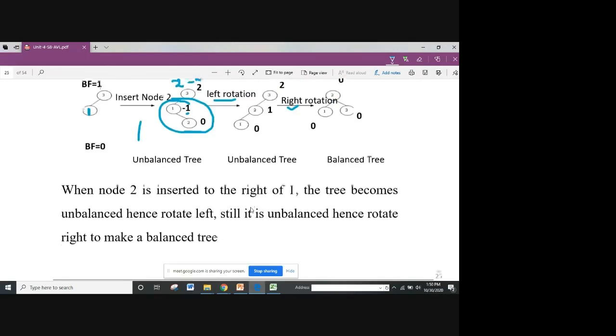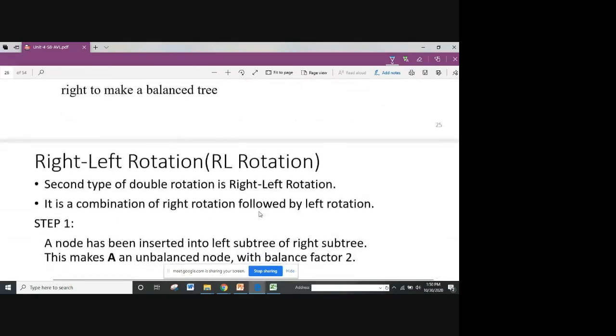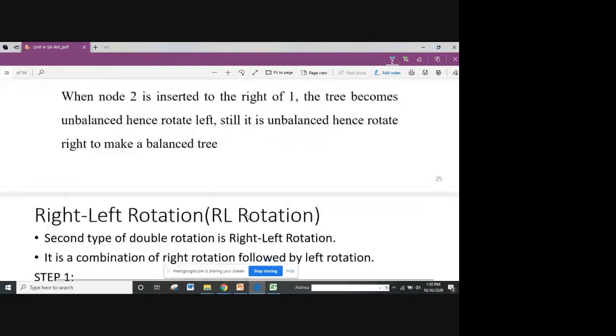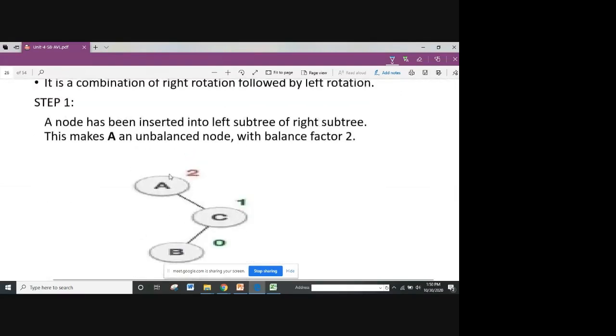Anyway, there is an example. I'll tell you with the big example. First, you know the concept alone. So similarly, RL rotation, the same thing. See, this is zigzag like this side. So RL, this is the left side rotation. That is the meaning. Here, the left side rotation is made.